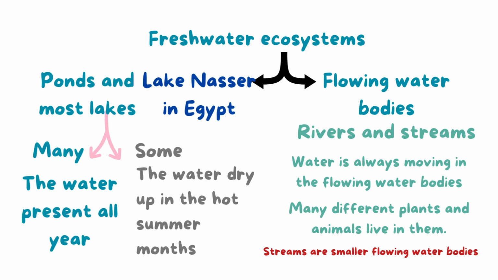In ponds and most lakes, the water is present all year in many of them, okay? But in some, the water dries up in the hot summer months. So in many of them the water stays as it is in the pond or the lake, but in some of them, the water dries up in hot climates, as in summer months.